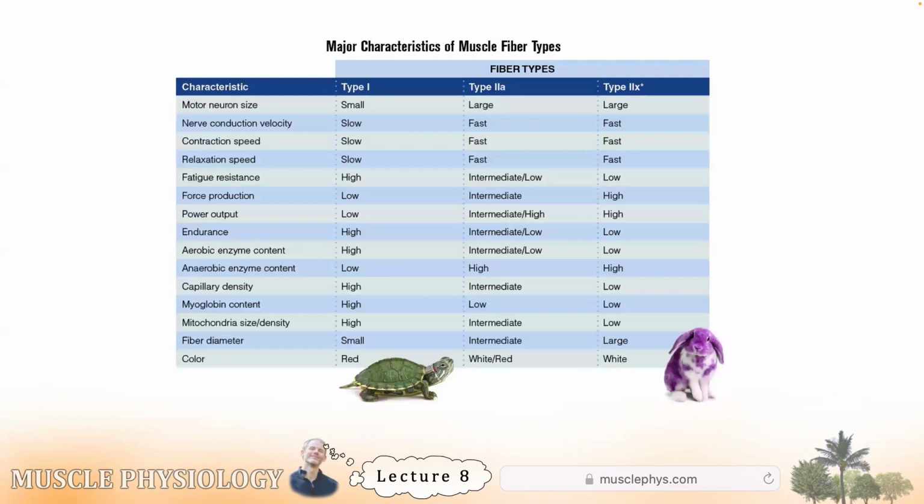This is a look at some of the differences in properties and behaviors between types 1, 2A, and 2X. There's overlap here between entries, like you see endurance and fatigue resistance. Those are kind of describing the same thing. But when you keep looking, you see other variables describing endurance too, like aerobic enzymes and capillary density and mitochondrial content. But overall, this is a nice look at some general differences in these fiber types.